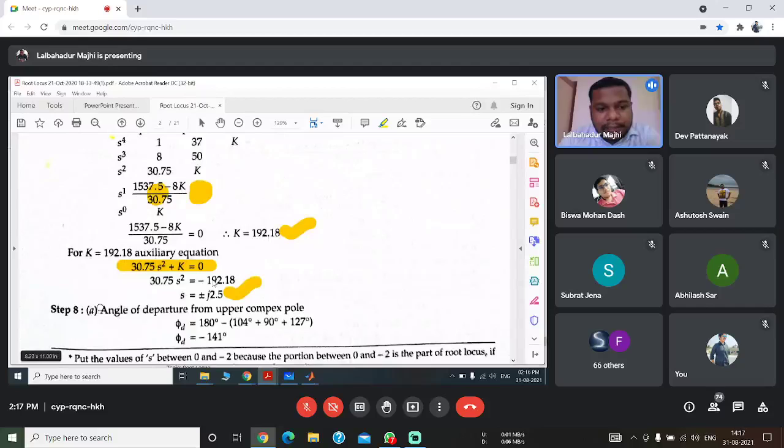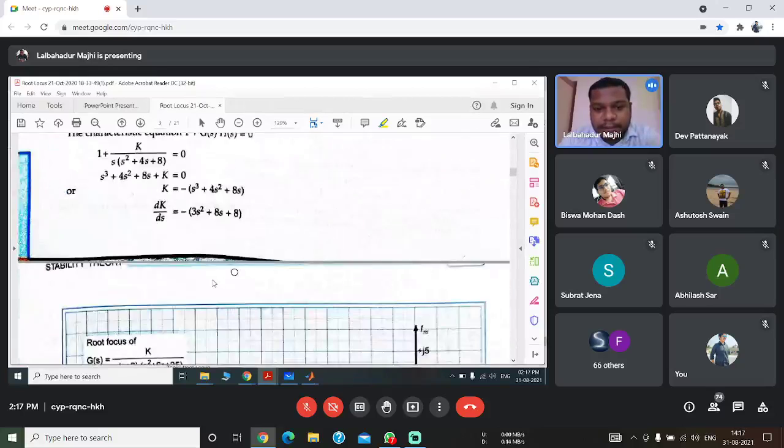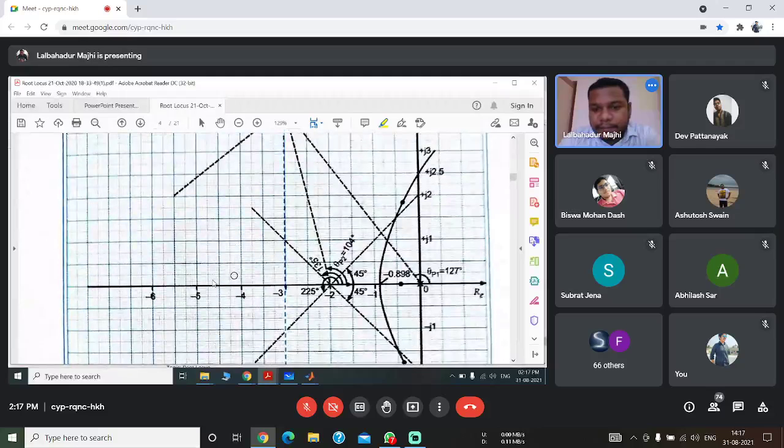I will discuss this later. Okay, the angle of departure. For this, let's just see what the root locus will be first.